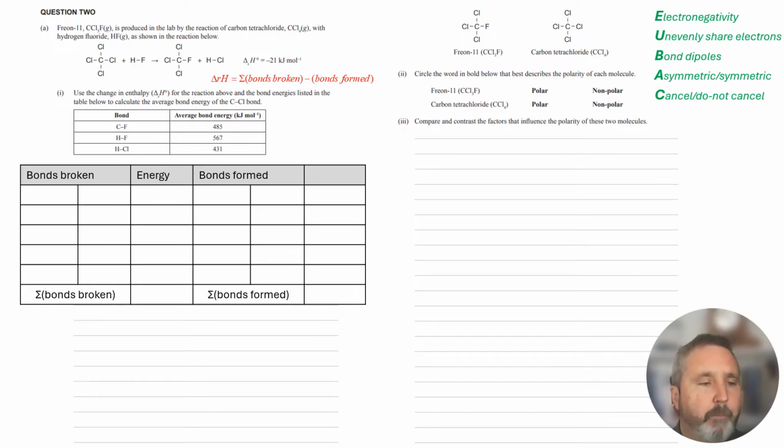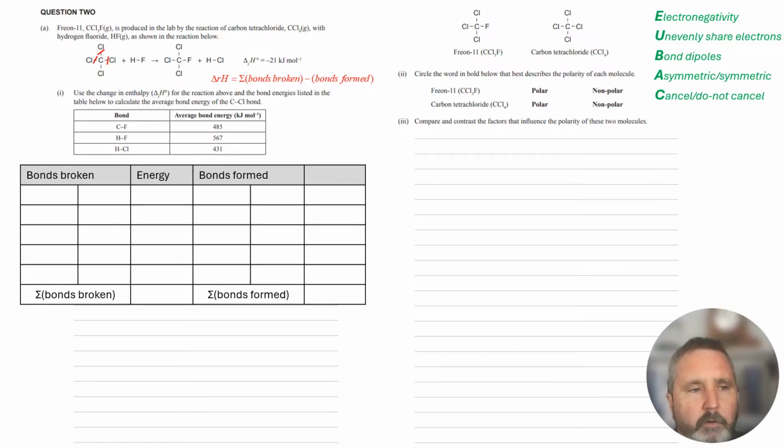So they're going to tally up the bonds broken and the bonds formed, and you want some way to go back and check that you've done everything right, because it's very easy to make a mistake in this calculation. So the very first thing I do is take the equation and count how many of each type of bond is broken on the left-hand side, and I do that by just crossing as I count.